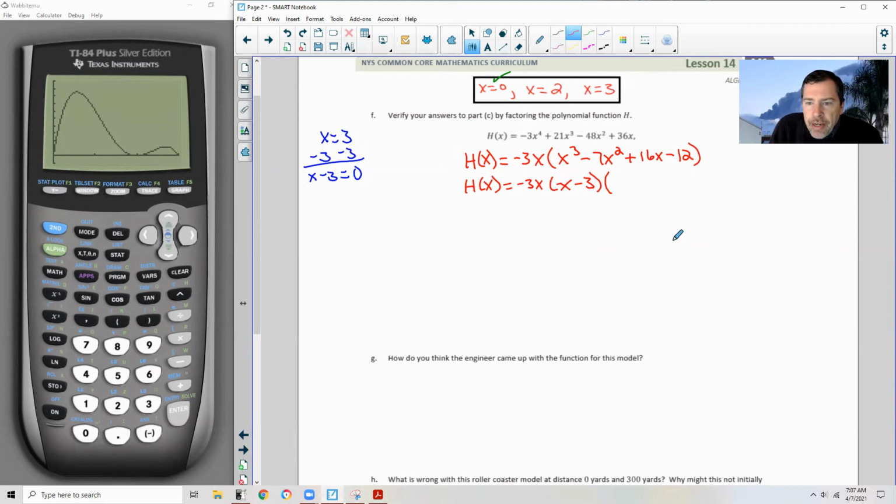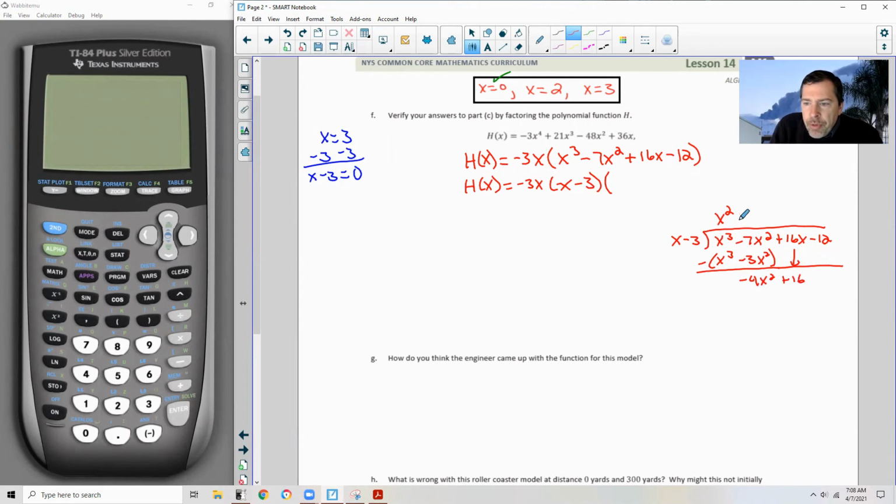So if I take x minus 3 and divide it into x cubed minus 7x squared plus 16x minus 12, and I factor that, then I say x cubed divided by x is x squared. And then I multiply and get x cubed. And then negative 3 times x squared is negative 3x squared. Subtract that. That cancels. Negative 7 minus a negative 3 is plus, so be careful, negative 4x squared. Bring down my plus 16.